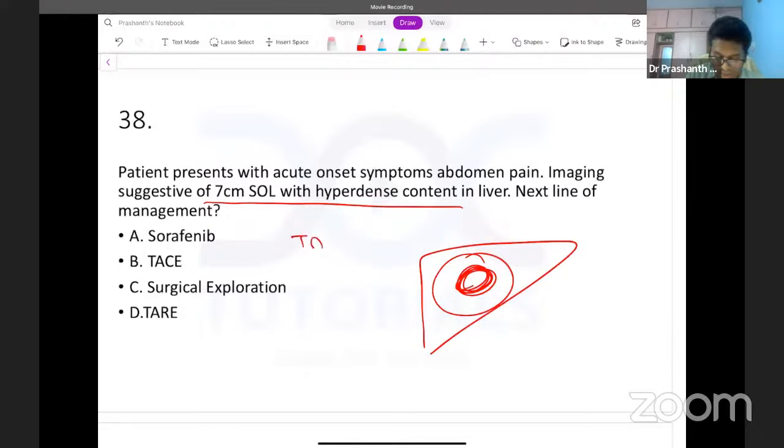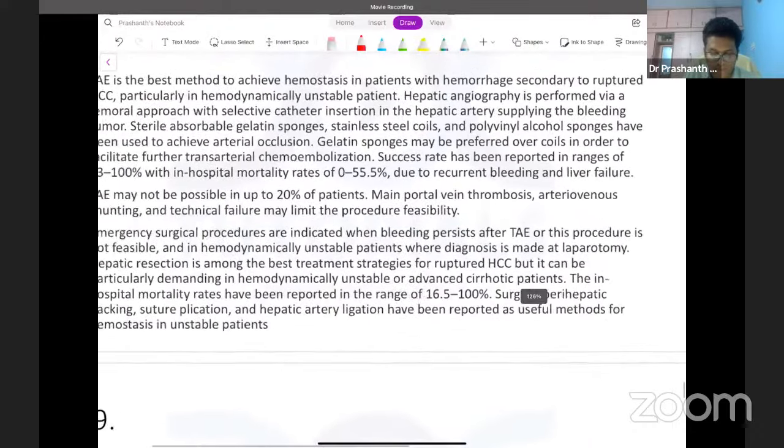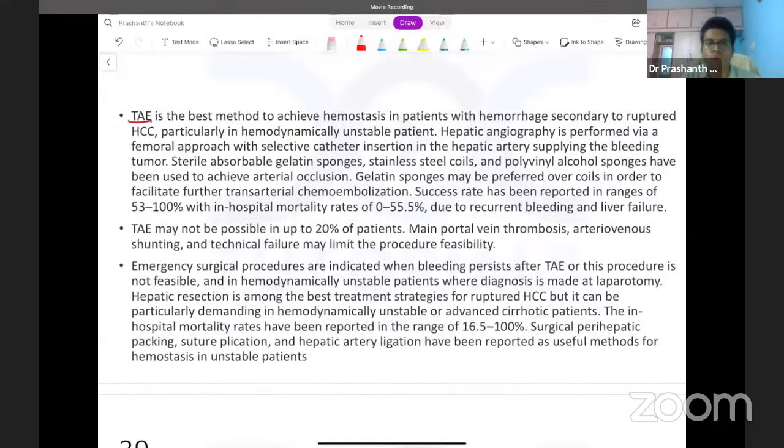If TAE was mentioned, then this would be the best: transarterial embolization, because that will reduce the blood supply of that particular tumor mass. But if it is big, or if the question mentions that there is peritonitis and there is blood within the ascites, the tumor has bled, then surgery would become the treatment of choice. Okay, so these are different lines about TAE. Please go through them. When this doesn't work, that is when you go for an emergency surgical procedure.